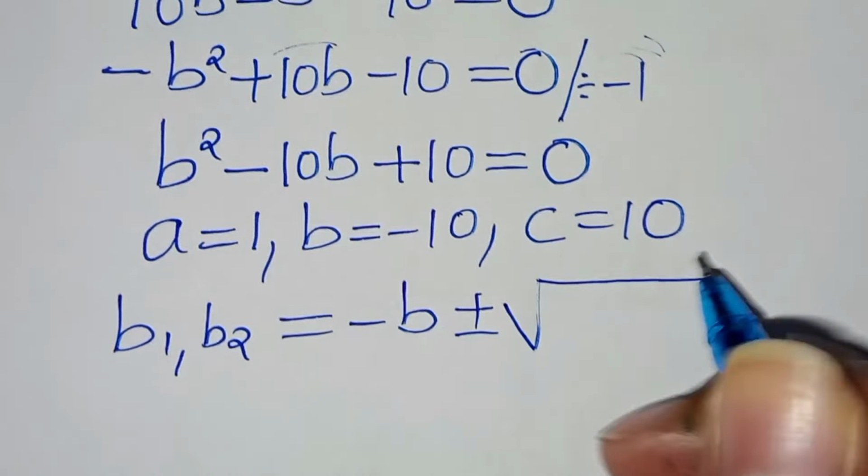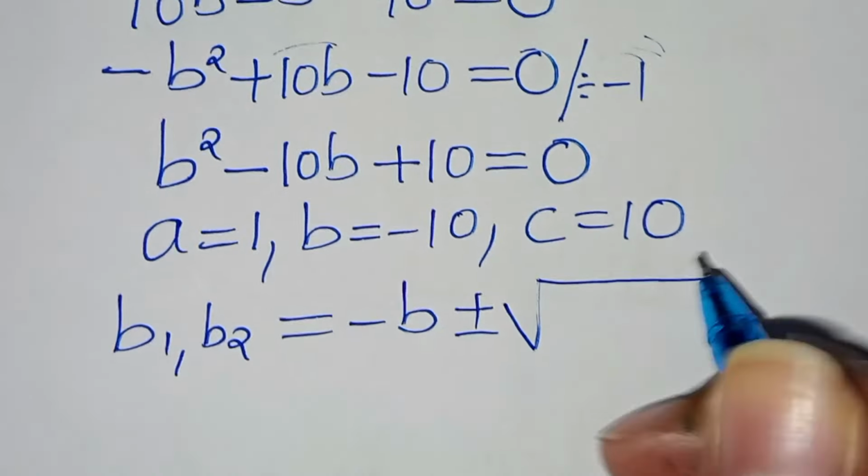So the next step from here, we can factor out 2 so that we have 2 into the parentheses, 5 plus or minus square root of 15, divided by 2. So let's simplify here so that now b1, b2 is equal to 5 plus or minus square root of 15. So this implies that b1 is equal to 5 plus square root of 15, and b2 is equal to 5 minus square root of 15.